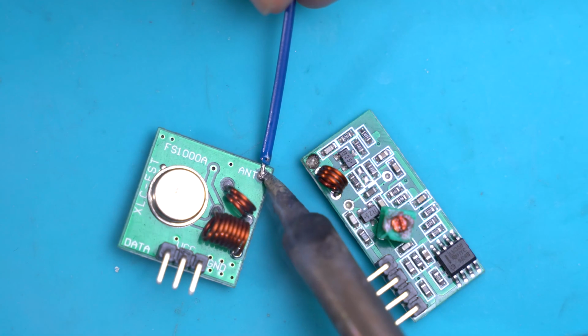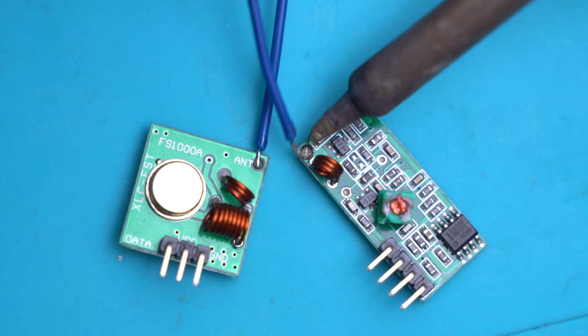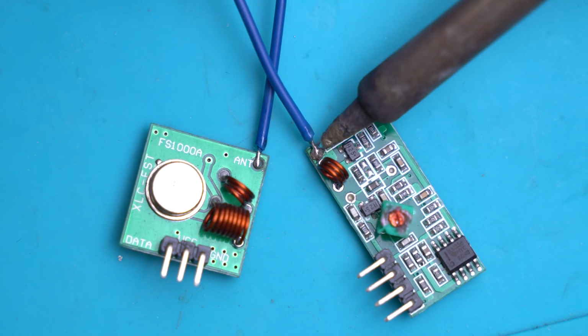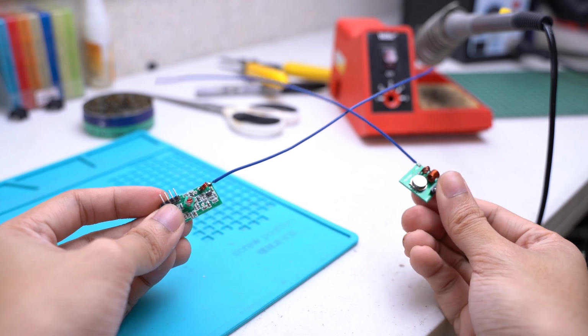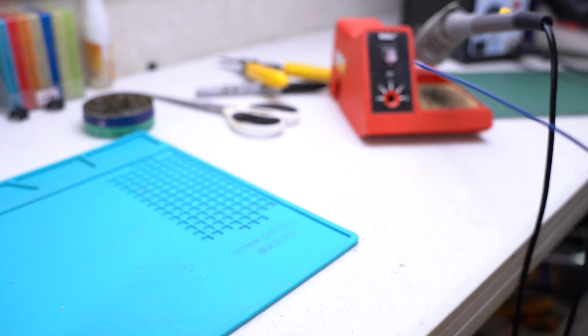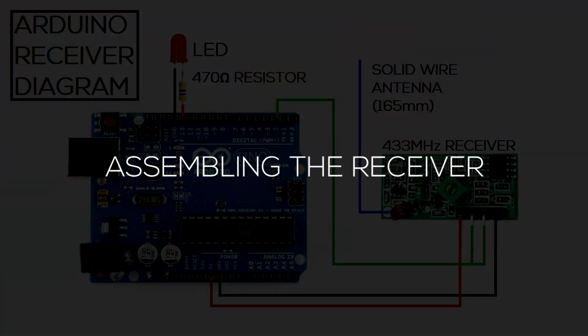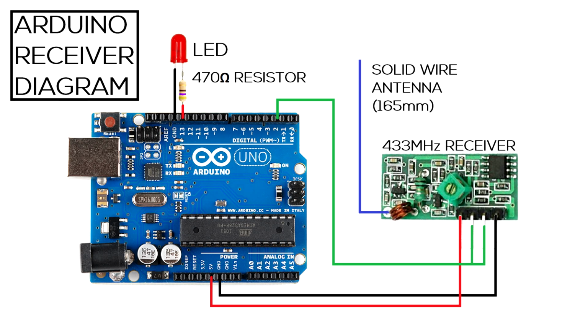Solder an antenna to the antenna pin of the transmitter and solder another antenna to the antenna pin of the receiver. And now your receiver and transmitter are ready for wiring. The receiver device is quite simple, just follow this diagram.